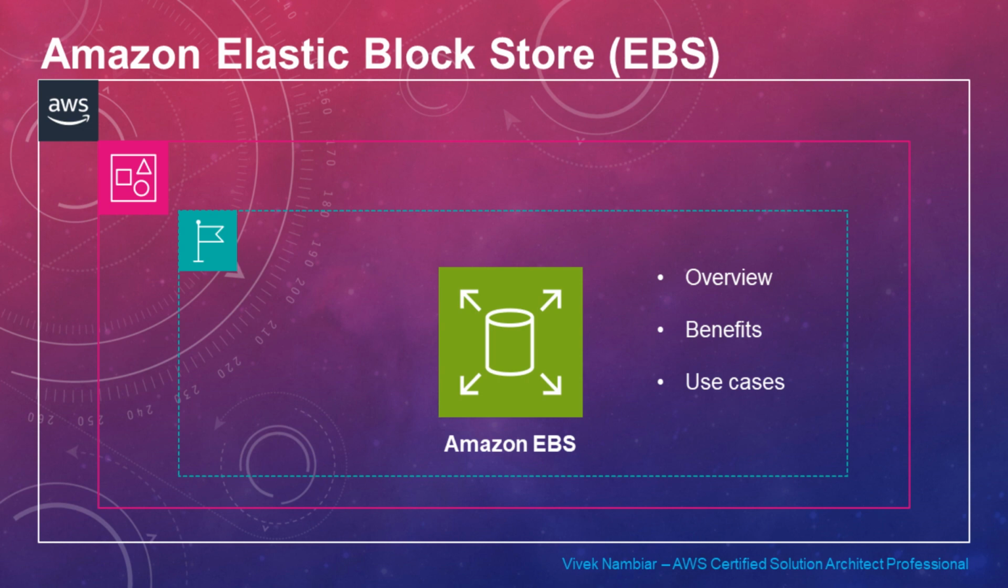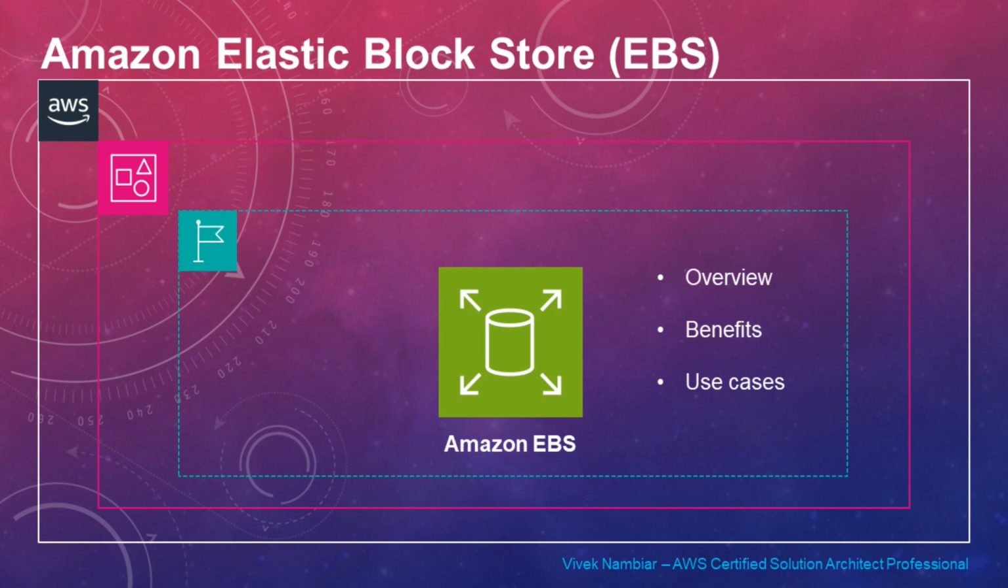AWS EBS. Amazon Elastic Block Store, Amazon EBS, provides block-level storage volumes for use with EC2 instances. EBS volumes behave like raw, unformatted block devices. You can mount these volumes as devices on your instances.